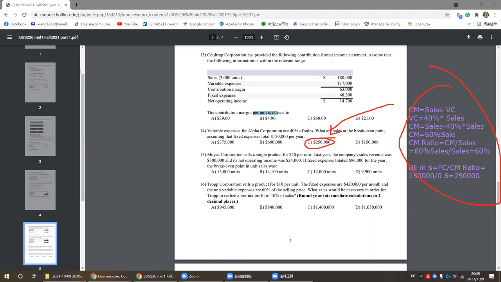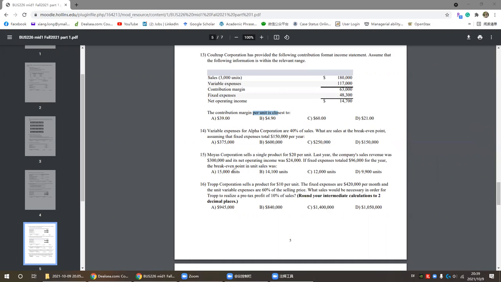The next questions, because I'm going to post these online, feel free to freeze the video and get the steps. Question 15 gives you a company that says it sells for $20 per unit. The sales revenue was 300,000. The net operating income is 2,400, and the fixed cost is equal to 96,000. It actually will be the break even.